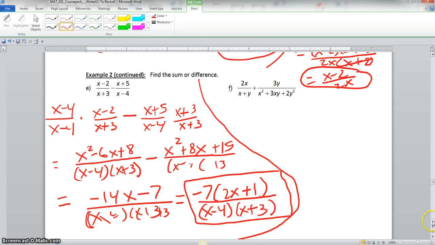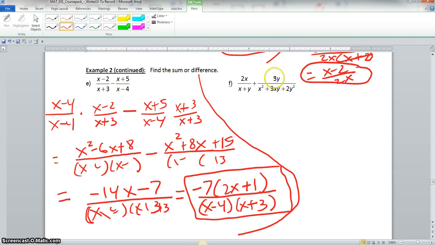Now, I think I'm going to need more room with f, but we'll try it out. We have 2x over x plus y plus 3y over x squared plus 3xy plus 2y squared. So we know we need to factor this denominator here. So we will have 2x and x plus y, that will remain the same, plus 3y all over.